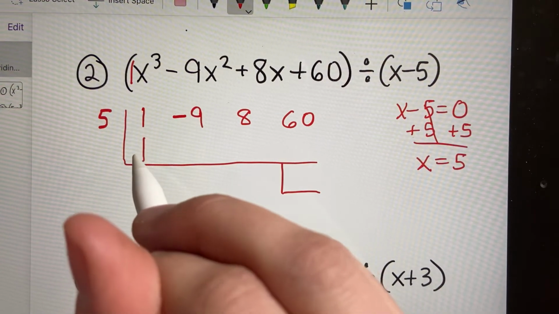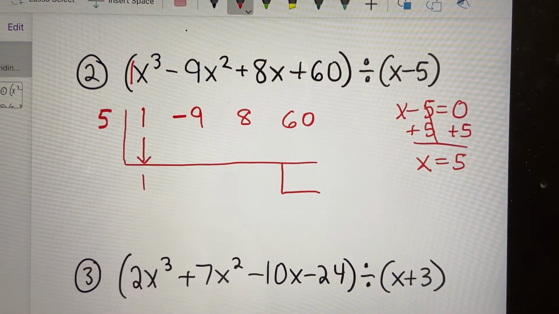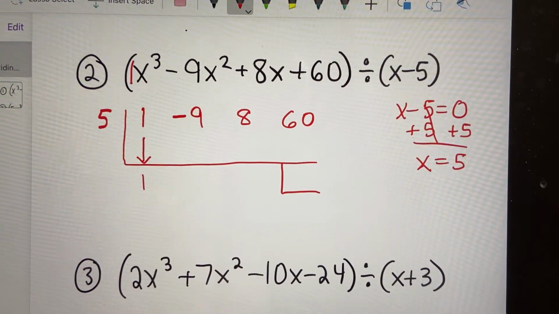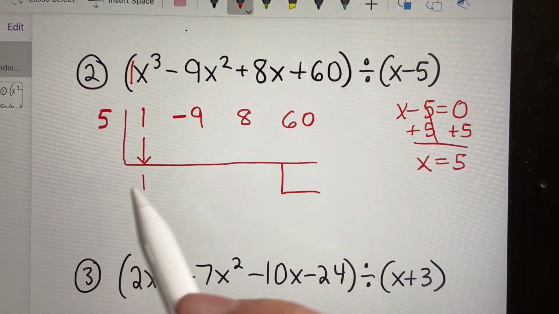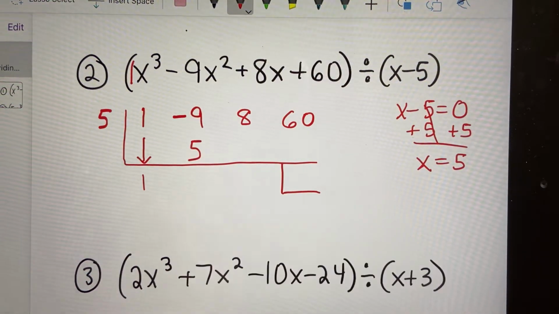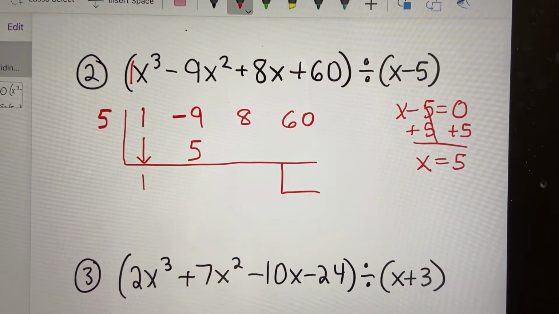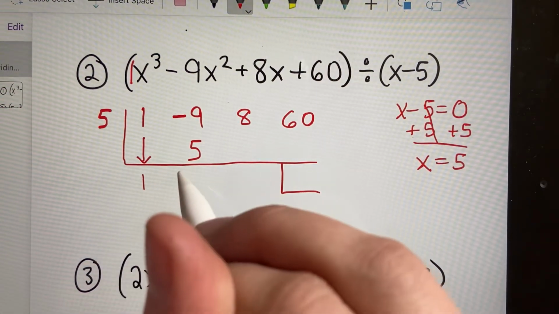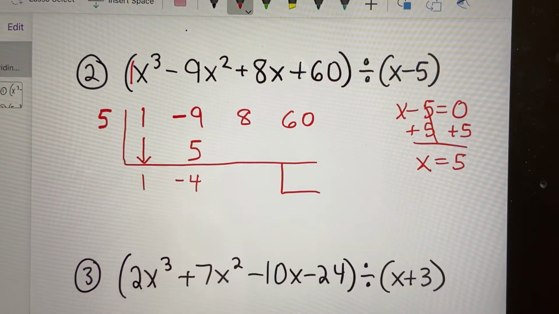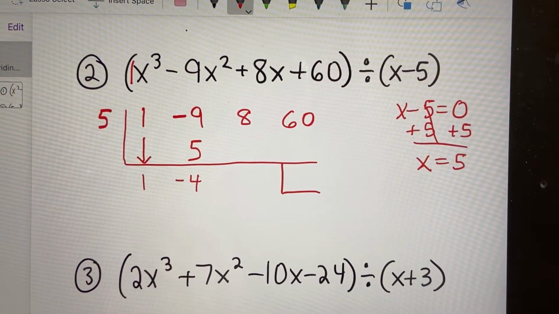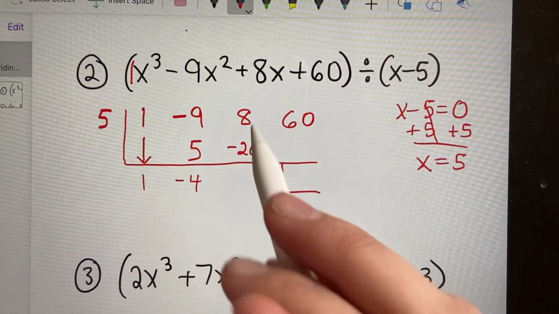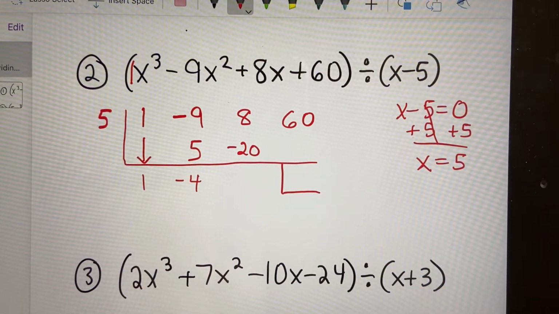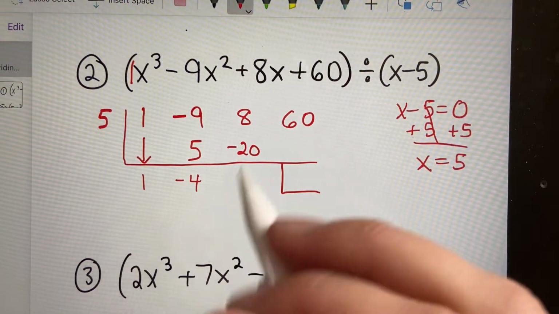Now I'm going to draw an arrow to show that I'm dropping down this 1. And then you multiply what's on the outside, add what's on the inside. So 5 times 1 is 5, and I'll place that 5 underneath the negative 9. Then you'll add negative 9 plus 5. That's negative 4. Then multiply. 5 times negative 4 is negative 20. Write that underneath the 8. And then add 8 plus negative 20. That's negative 12.